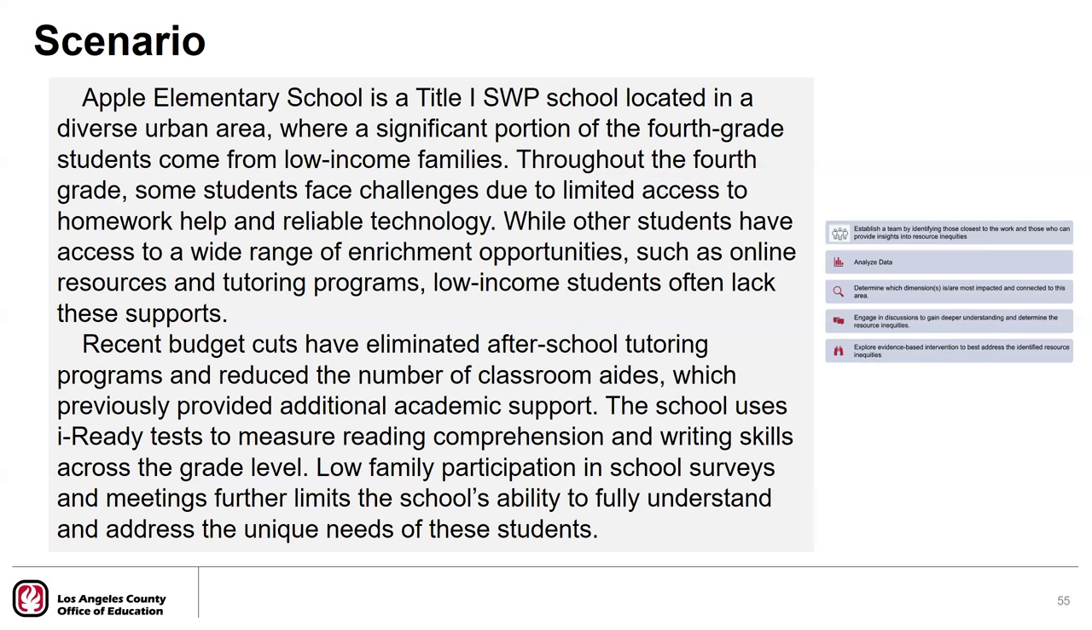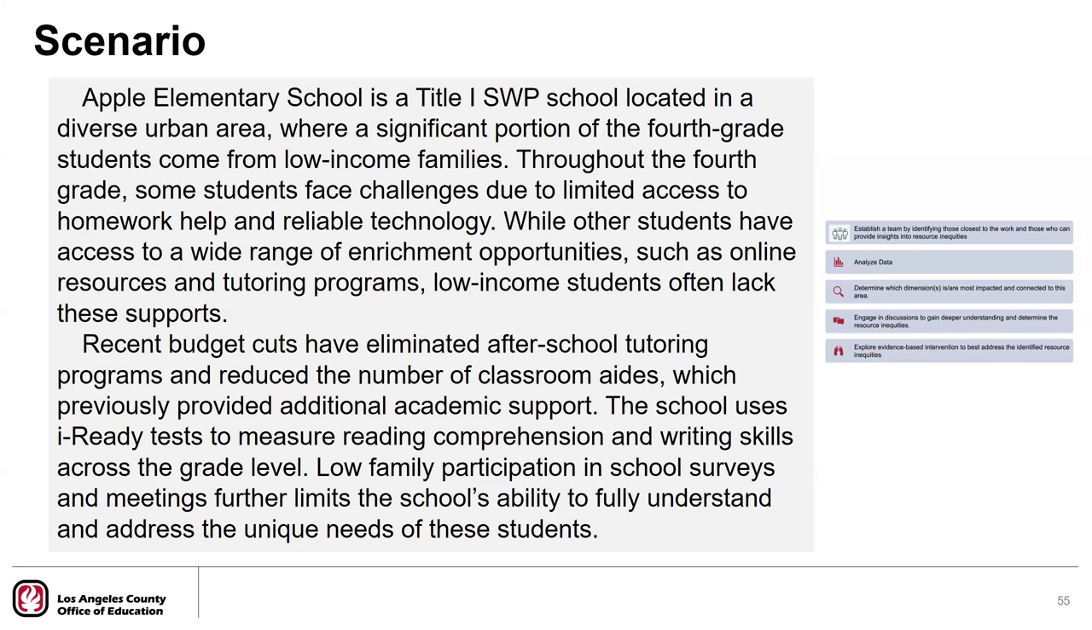Here is the scenario. Apple Elementary School is a Title I school-wide program school located in a diverse urban area where a significant portion of the fourth grade students come from low-income families. Throughout fourth grade, some students struggle due to limited access to homework help and reliable technology. While some students benefit from a wide range of enrichment opportunities, such as online resources and tutoring programs, many low-income students lack these critical supports. Recent budget cuts have eliminated after-school tutoring programs and reduced the number of classroom aides, which previously provided additional academic support. The school uses the iReady assessment to measure reading comprehension and writing skills across the grade level. However, low family participation in school surveys and meetings further hinders the school's ability to fully understand and meet the unique needs of these students.